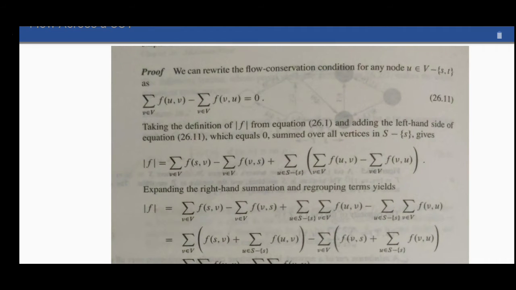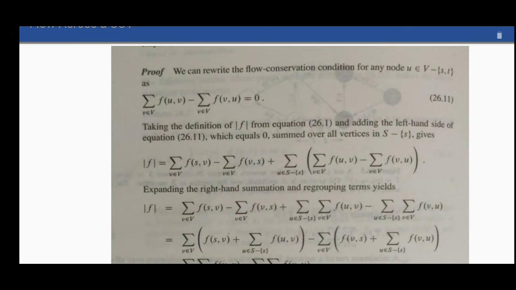We can write the flow conservation condition for any node U belonging to V minus S T, where S and T are source and the sink nodes, as summation of V belonging to capital V, f of uv minus summation of V belonging to capital V, f of vu is equal to 0. That is, the flow going out of a particular node minus the flow coming into the particular node is equal to 0.